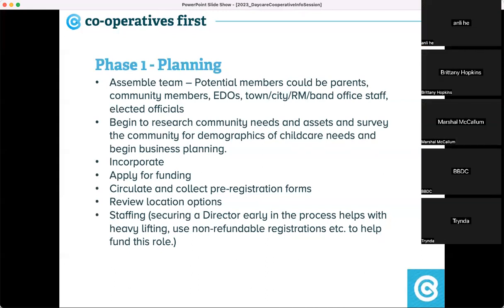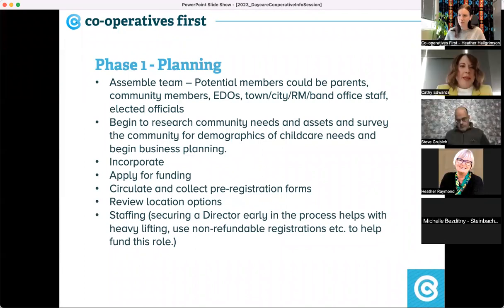Another point I'll mention on that front is that often when it's just a parent-run board, there's a lot of transition and turnover as kids age out of the facility, but having it as a community-based facility allows for that longevity and stability, particularly what the provincial funders are looking for when they're going to be making significant capital investments. So assemble your team, and as much as possible, we've seen the success with the community-based venture.